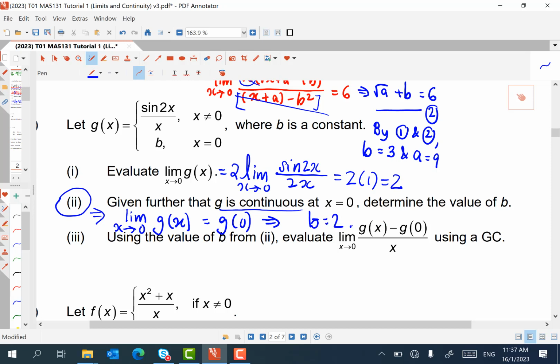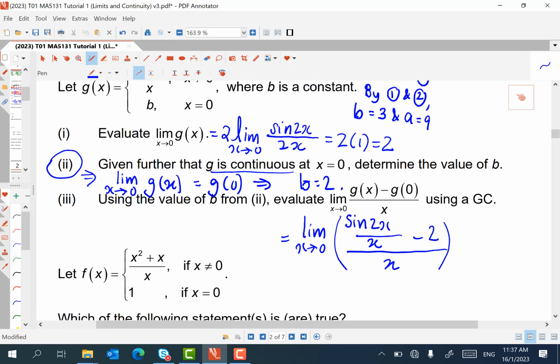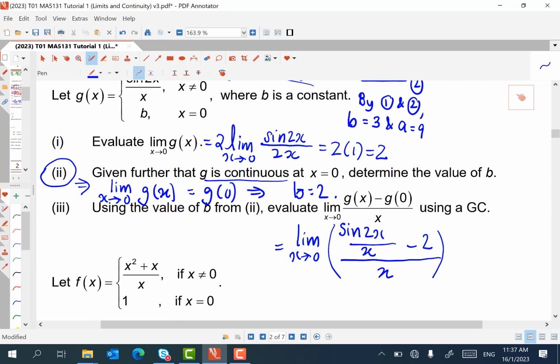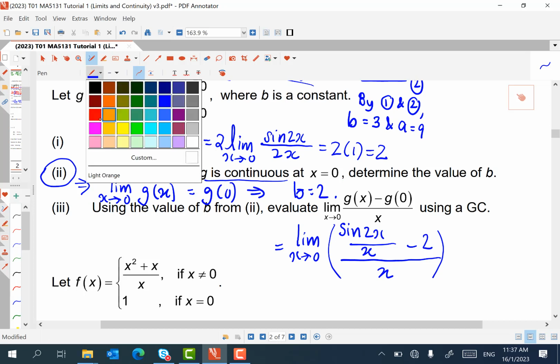Okay. Then part 3 says use the calculator. So this gives you sine of 2x. This is 2, right? So do you use a calculator? Using the value of b. B is 2. Do you know where to find this key on the calculator? You need to use the GDC.